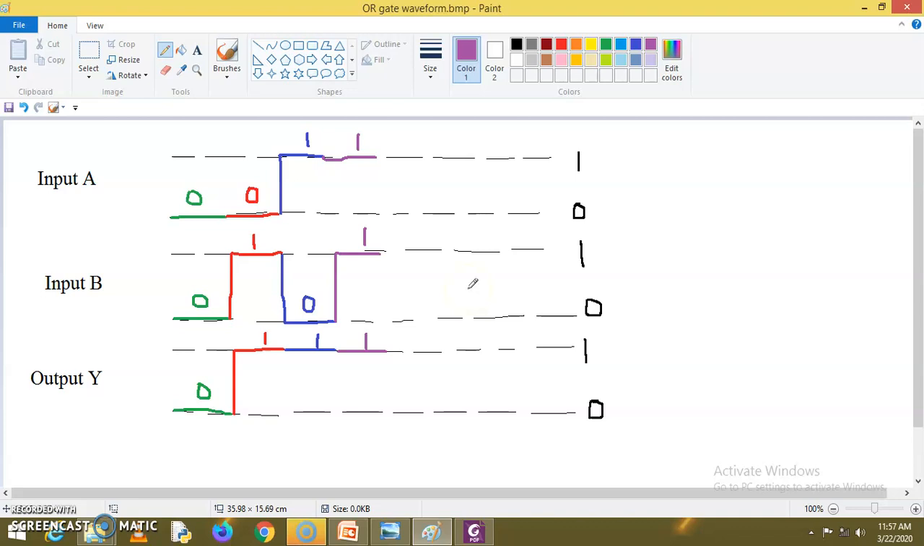So this is how to draw the timing diagram or voltage waveform for any gate operation as per the truth table. For 0 0 input, output is 0. For 0 1 input, output is 1. For 1 0 input, output is 1. And for 1 1 input, output is 1.